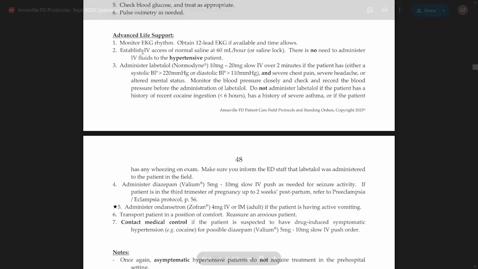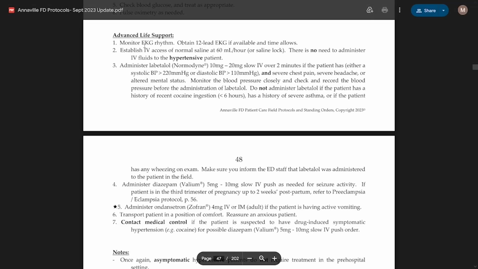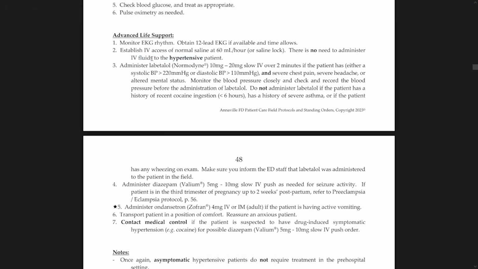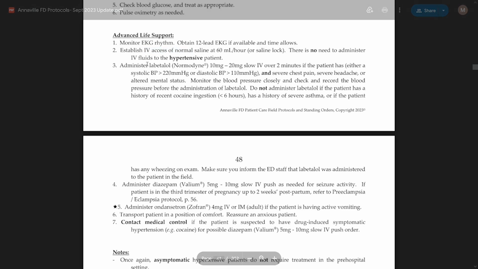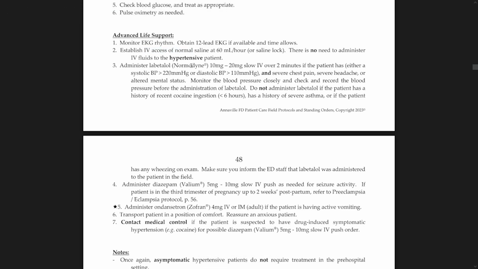For ALS support, you want to monitor a 12 lead if the time allows for it. Establish IV access. There's no need to administer IV fluids to a hypertensive patient, but you do want to have IV access. You can consider administering labetalol, also known as Normodyne. It's 10 milligrams to 20 milligrams. It's a slow IV push over 2 minutes.